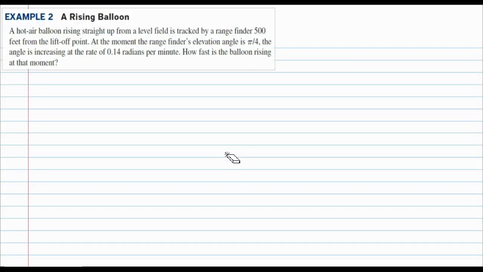This is the screencast for section 4.6, example 2. We're going to look at a rising hot air balloon and study its motion. A hot air balloon rising straight up from a level field is tracked by a rangefinder 500 feet from the liftoff point. So that's creating a visualization for me, so I'm going to draw a little picture.